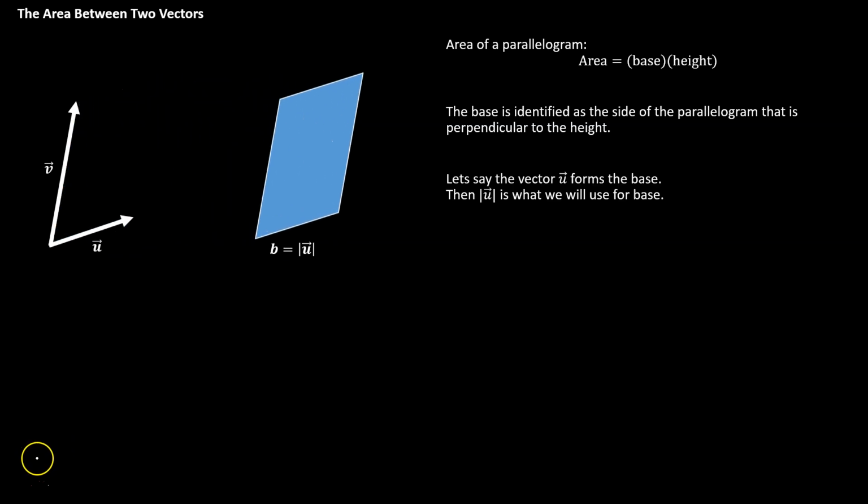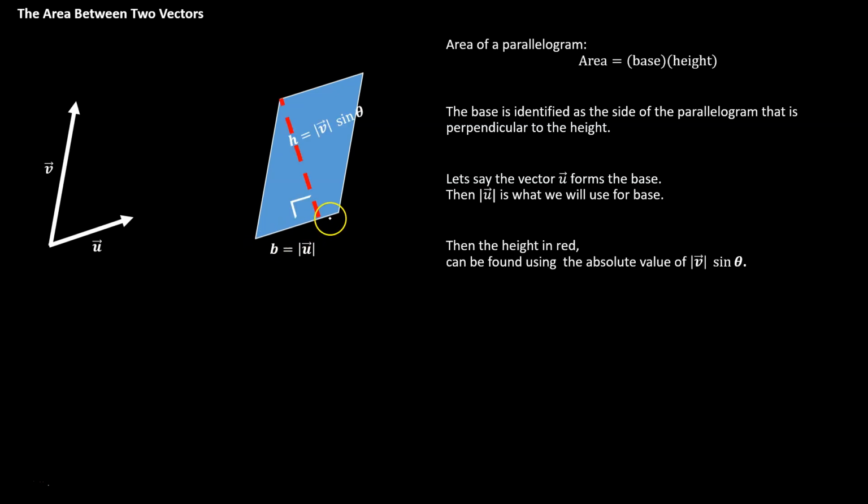So let's say that the vector u represents the base of our parallelogram. Then the magnitude of u will represent the distance along the base, which is what we'll use in our area formula. And if we pick that to be the base, then the side perpendicular to that is represented by the red line. And that red line can be found just using simple trigonometry. So we have the angle between our two vectors, or the angle between our two sides, maybe we'll call that theta. Using the magnitude of the vector v, or like the hypotenuse of this triangle that we've formed, we can calculate the opposite side of theta, and that would be magnitude v sine theta.